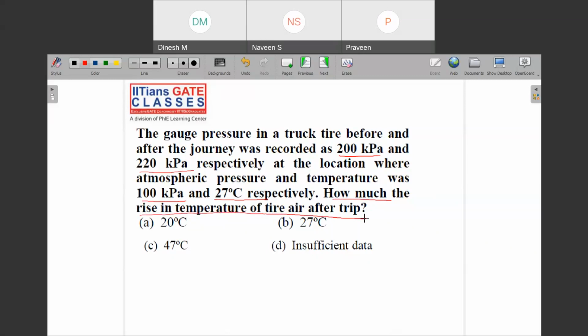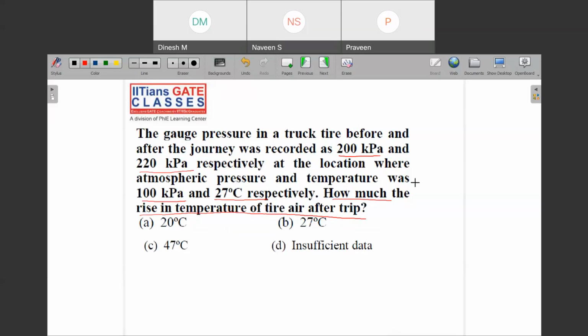So let us read this carefully. We have seen examples of applying the ideal gas equation to certain scenarios. Sometimes they will leave some hint for you and they will expect you to solve the question, right? So let us try to solve this one. It says the gauge pressure.